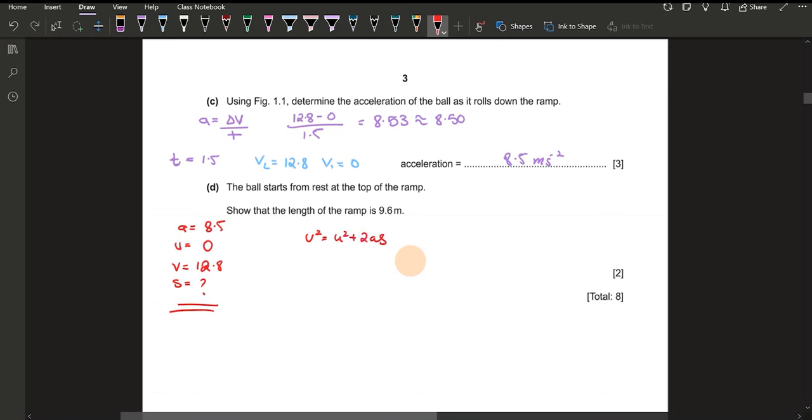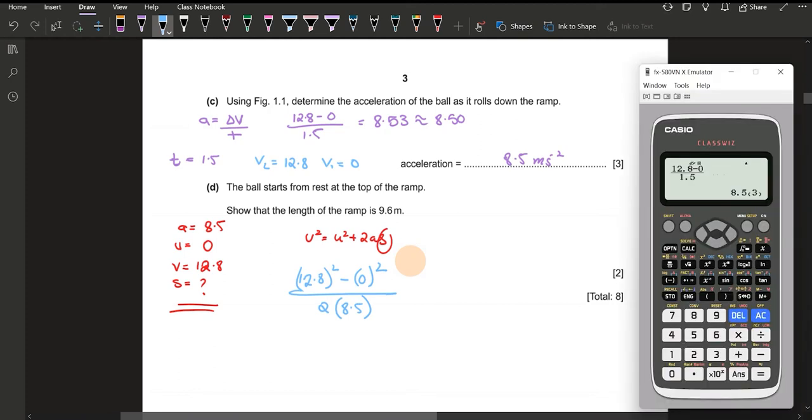And you can see we have all the values except s. So we can plug in our values and find out the value of x. So it's going to be 12.8 squared minus 0 squared, then divided by 2 into acceleration, which we found out, which is 8.5. We can plug in our values and find out our answer.